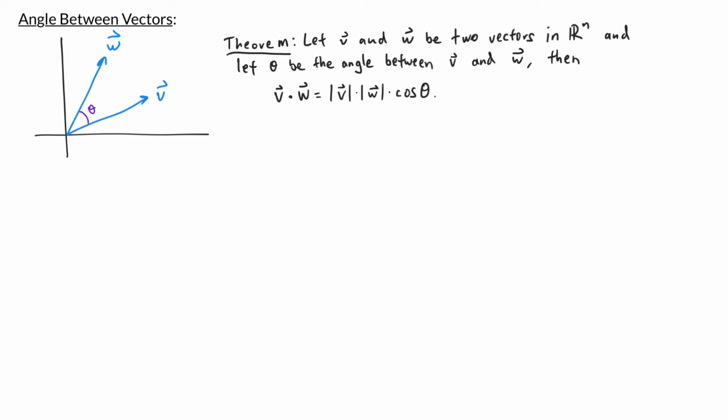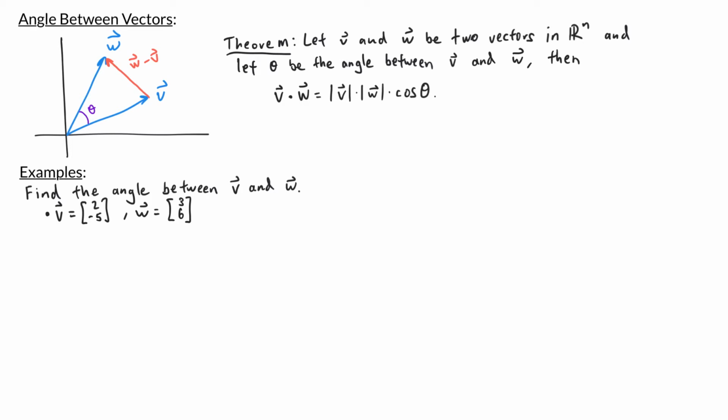Now, we won't go through a proof of this theorem, but essentially what we want to do is make a triangle in this picture, draw a vector here, which is w minus v, and use the law of cosines on this triangle. So let's now use this theorem to help us find the angle between vectors.